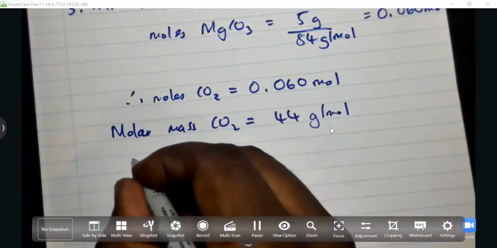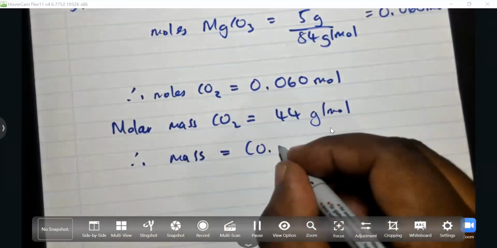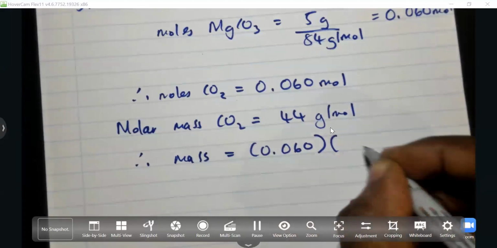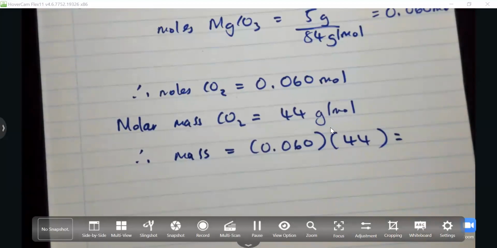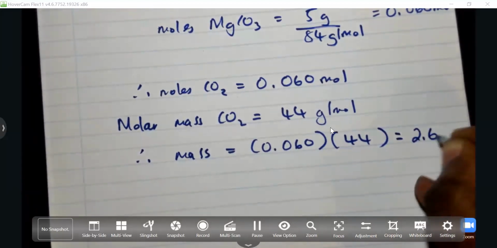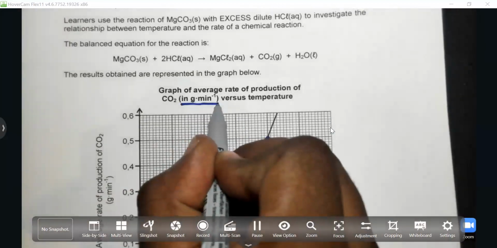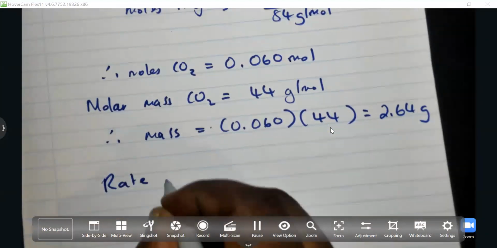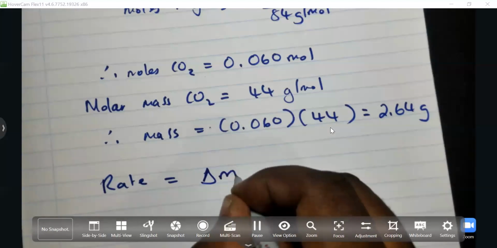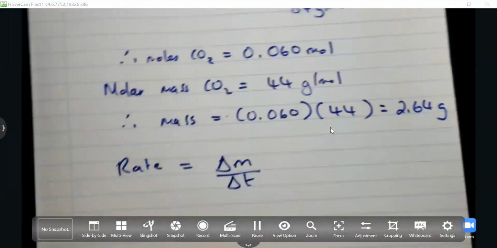Okay, so the molar mass of CO2 is 44 grams per mole. So therefore, the mass is 0.060 multiplied by 44, and I get 2.64 grams. Okay, now, the rate is in grams per minute. That's the mass per minute, okay?